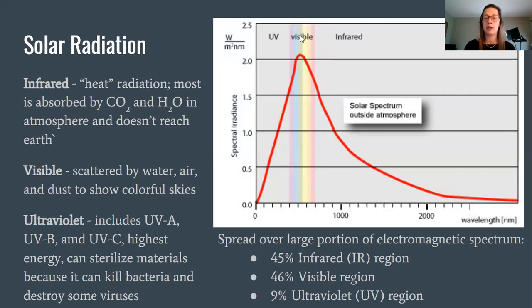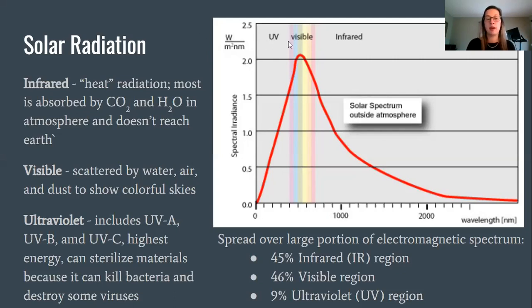Visible is scattered by water, air, and dust, and that's what allows us to see these really colorful skies. Imagine a prism. When you see little rainbows dancing on the wall, it's reflecting off of something with a lot of edges, and that's called a prism. Those are the different colors, different wavelengths of visible light that we see. So when you see a blue sky versus the sunset or the sunrise, with orange and pinks and yellows, that's all because of the way the light is bent and the different lengths of the different wavelengths of light energy being emitted at that time. That's your visible region. And then you have UV.